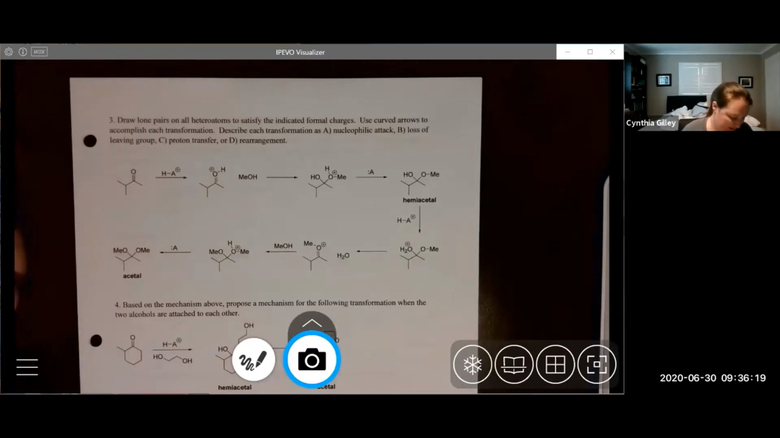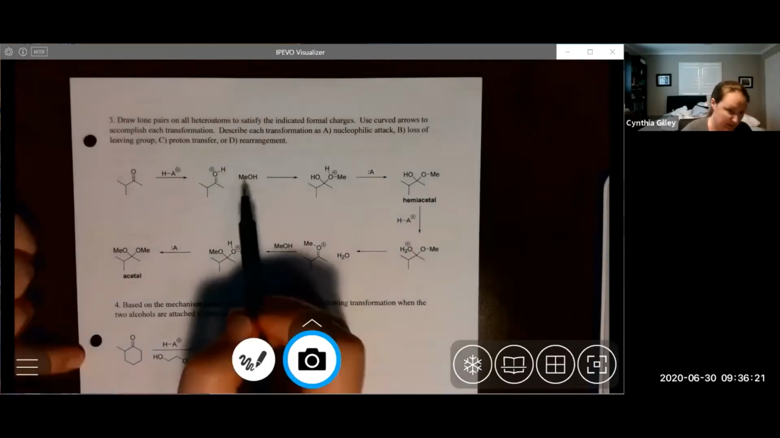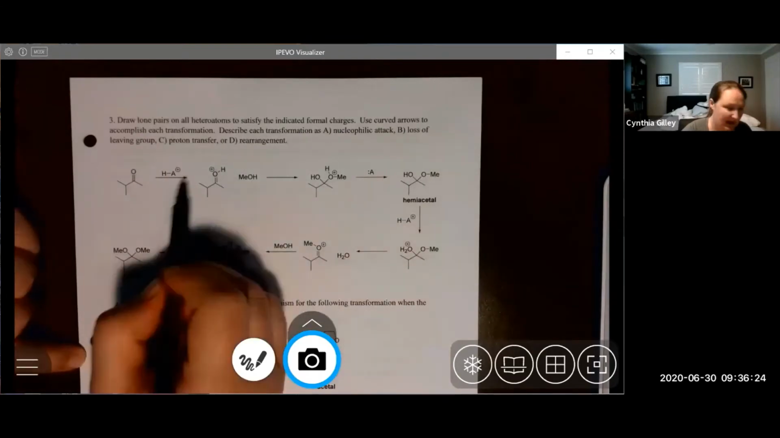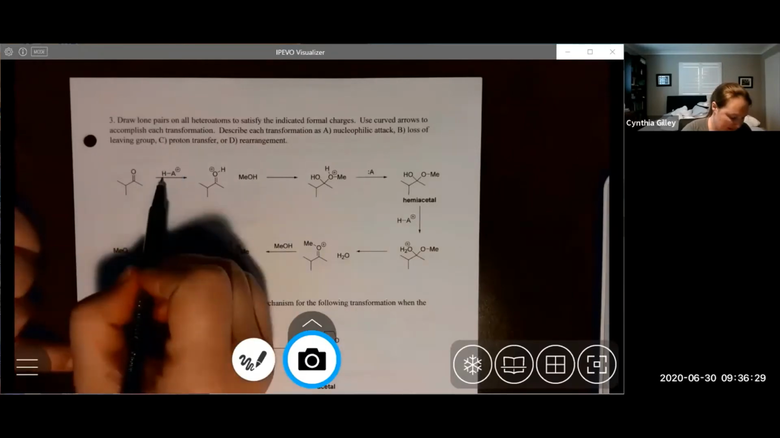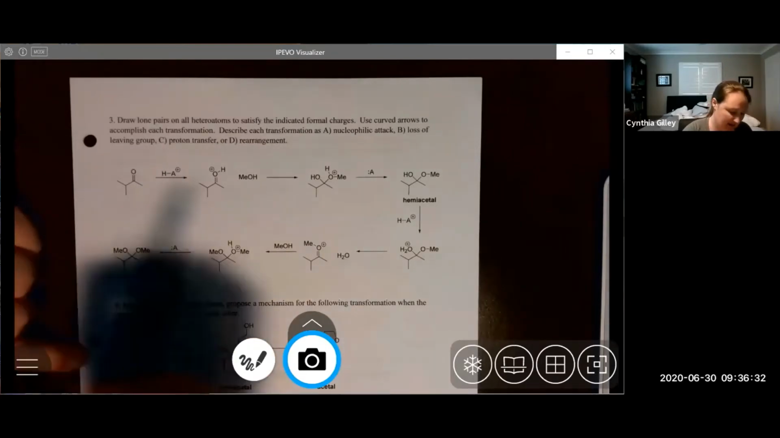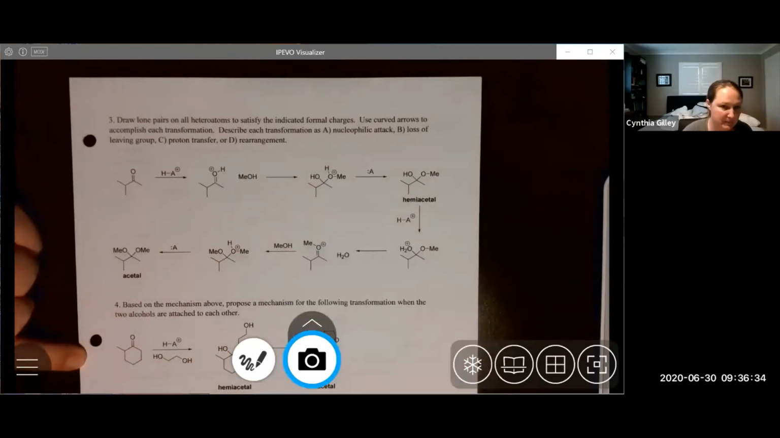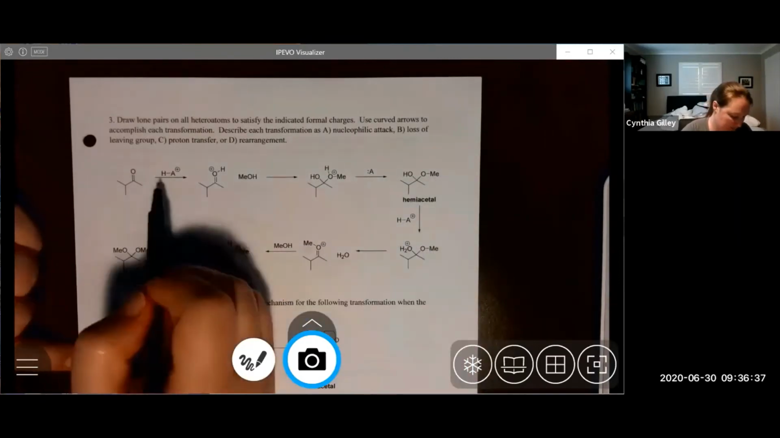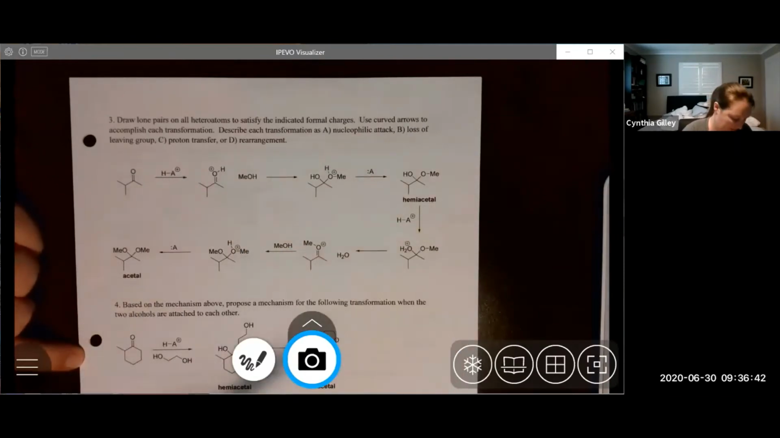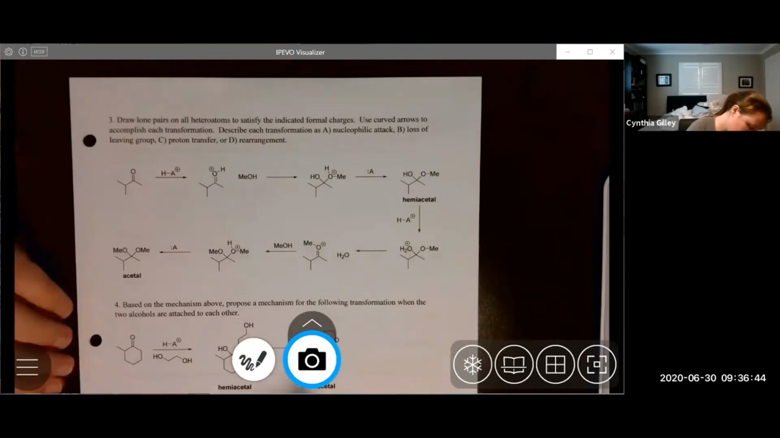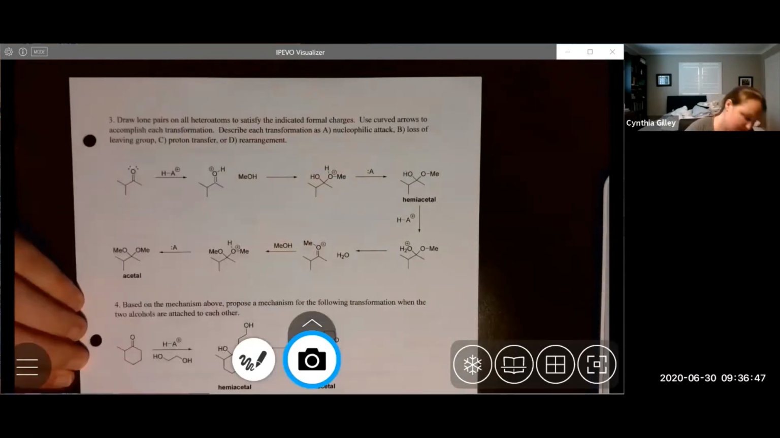And this reaction uses typically some sort of alcohol and then catalytic strong acid. So just to keep things simple, we're just going to use HA for the acid and then A minus for the conjugate base of the acid. So we can either do proton transfers where we protonate something with this, or we deprotonate something with that. And it talks about drawing in lone pairs to satisfy indicated formal charges. So that's always a good idea with the mechanism, to draw in all the lone pairs.